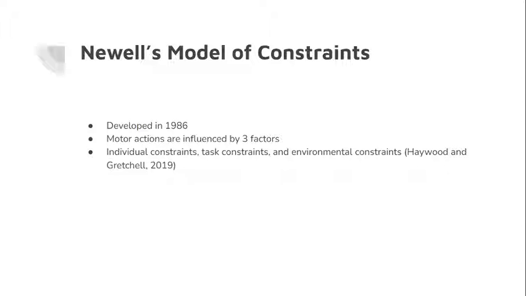Task constraints, this would be rules of a specific task. So let's say I have to throw a ball, but I'm not allowed to move from my current position. That would be an example of a task constraint. That's going to change how I perform the action. Last one's going to be environmental constraints. So maybe the ground is made of a slippery surface. That's going to change how I walk across it, of course. And these are just examples of different types of constraints modeled under Newell's theory.